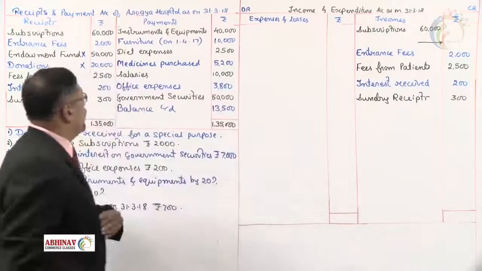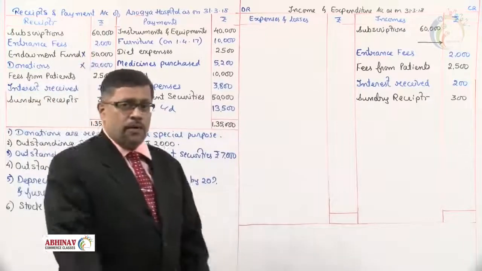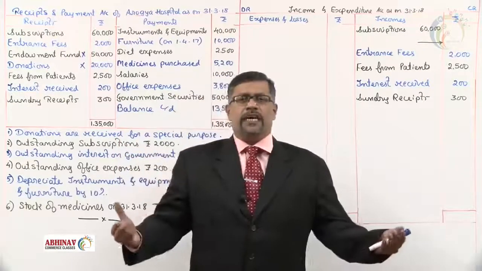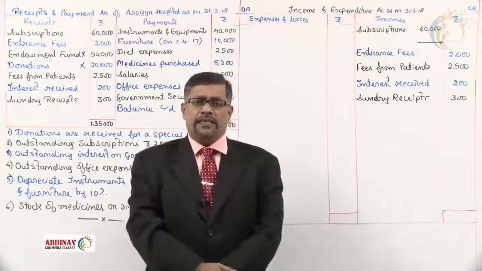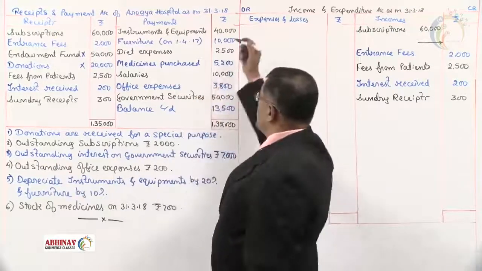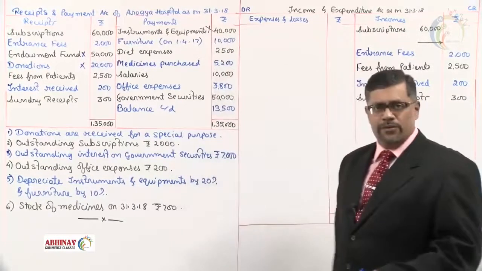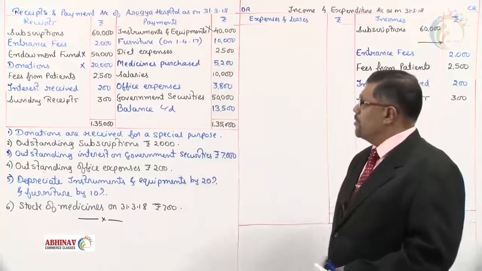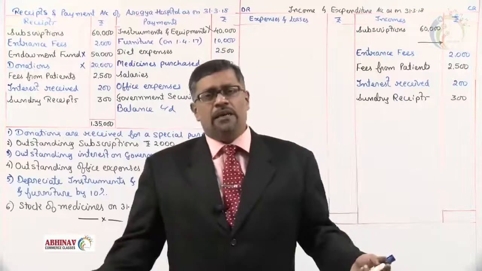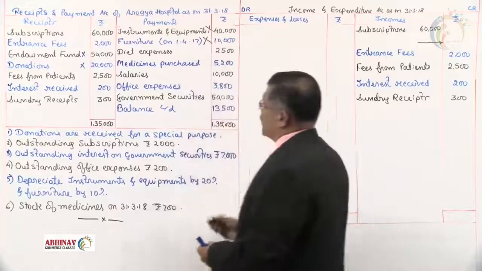Now let us go through the payment side. Instruments and equipment purchase. When the hospital purchases instruments and equipment, we say that a new asset comes into existence. New asset comes into existence means this is going to be a capital expenditure, not to be taken in the income and expenditure account. Furniture purchased on 1st April 17. Furniture purchase means again a new asset comes into existence. It becomes your capital expenditure, not to be taken.